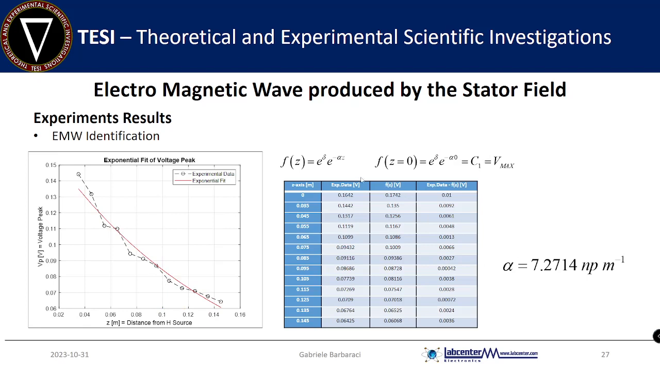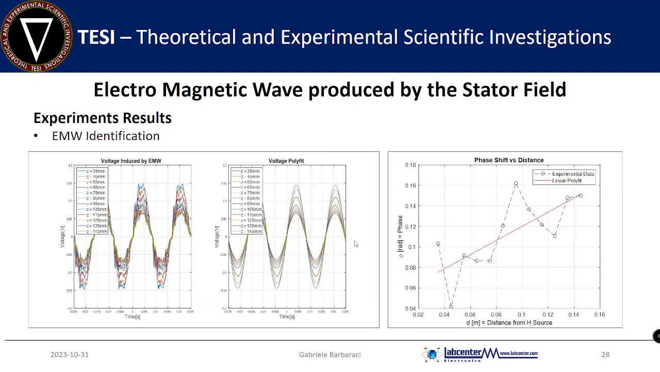By using an exponential function and the data, it's possible to reconstruct the function e to the minus alpha z, considering that we have an experimental voltage signal that allows us to create a polyfit to create an exponential one. You can see on the right side the error between the experimental data and the exponential function, from which we obtained the first parameter of the electromagnetic wave, which is alpha equal to 7.2714 Nepers per meter.